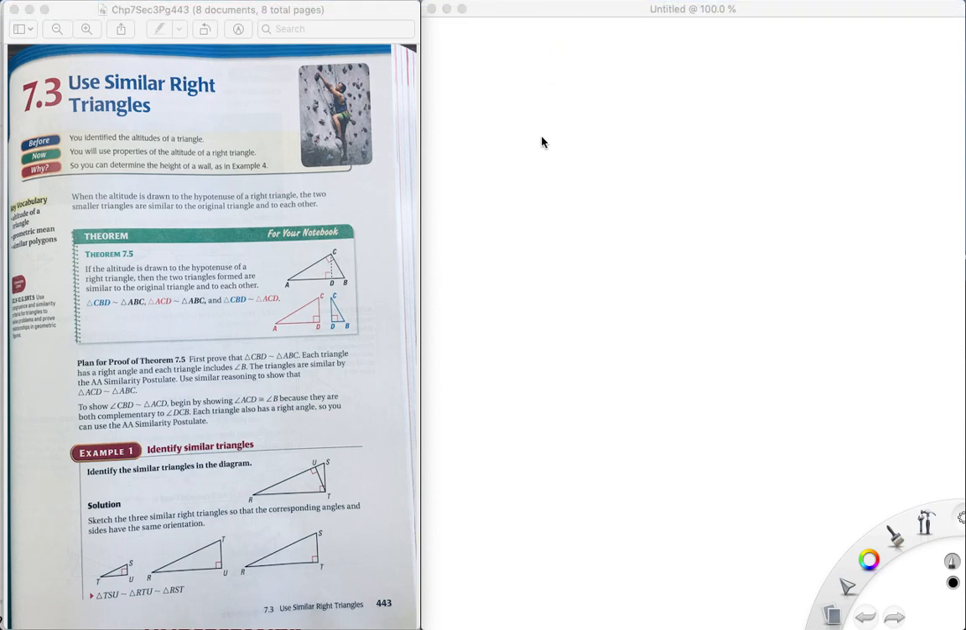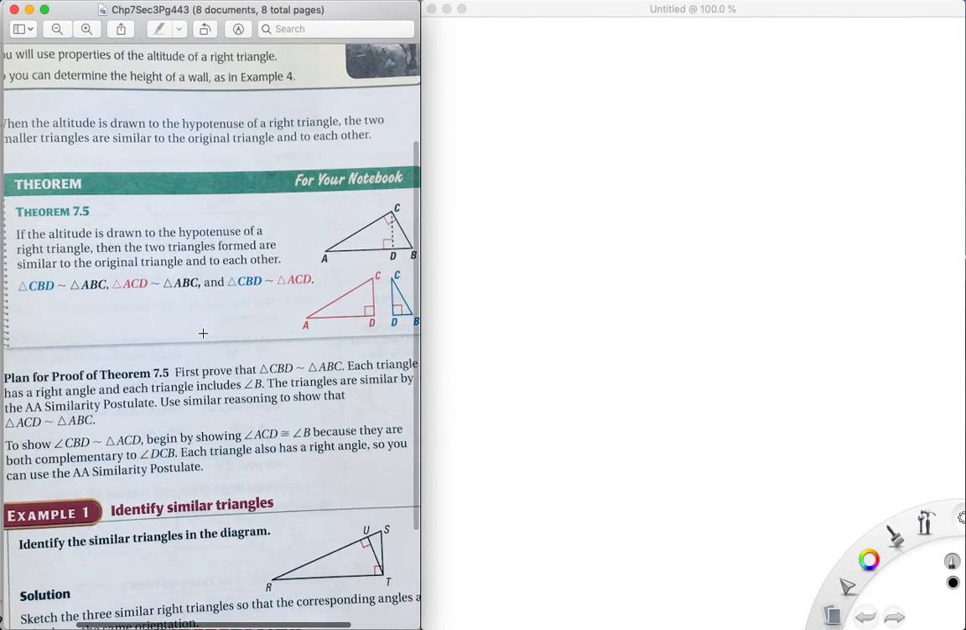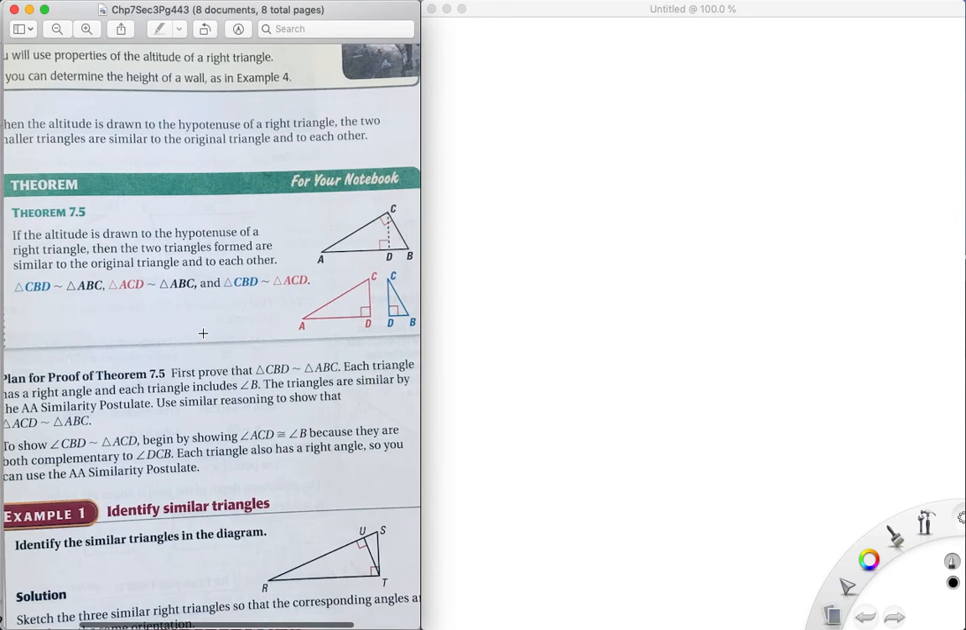Alright, so this is Honors Geo 7.3, similar right triangles and their uses. Okay. So, here's what Theorem 7.5 says. This is going to be a tricky section, y'all.